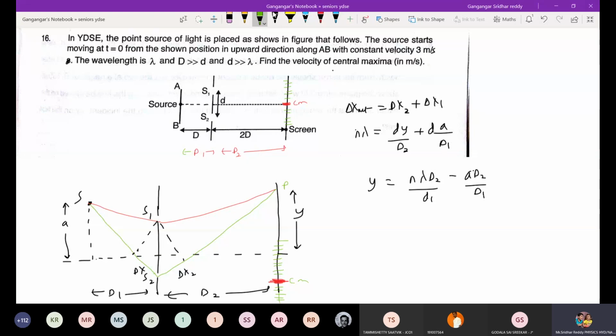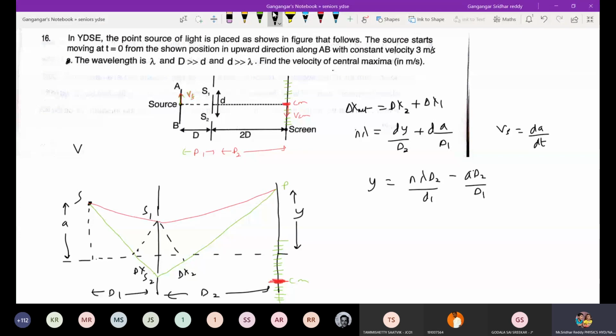So the central maxima got displaced, no? This will be at this instant. Now the source is having velocity. At this instant, what is the velocity of the central maxima? We have to calculate that. So what is the velocity of the source? Velocity of the source is what? dA by dt. Shall I write? Because when the source gets displaced, it will acquire velocity, no? So dA by dt is what?